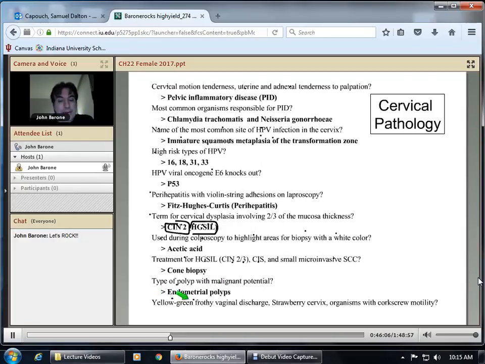All right, now yellow-green frothy vaginal discharge with a strawberry cervix and organisms with corkscrew motility.